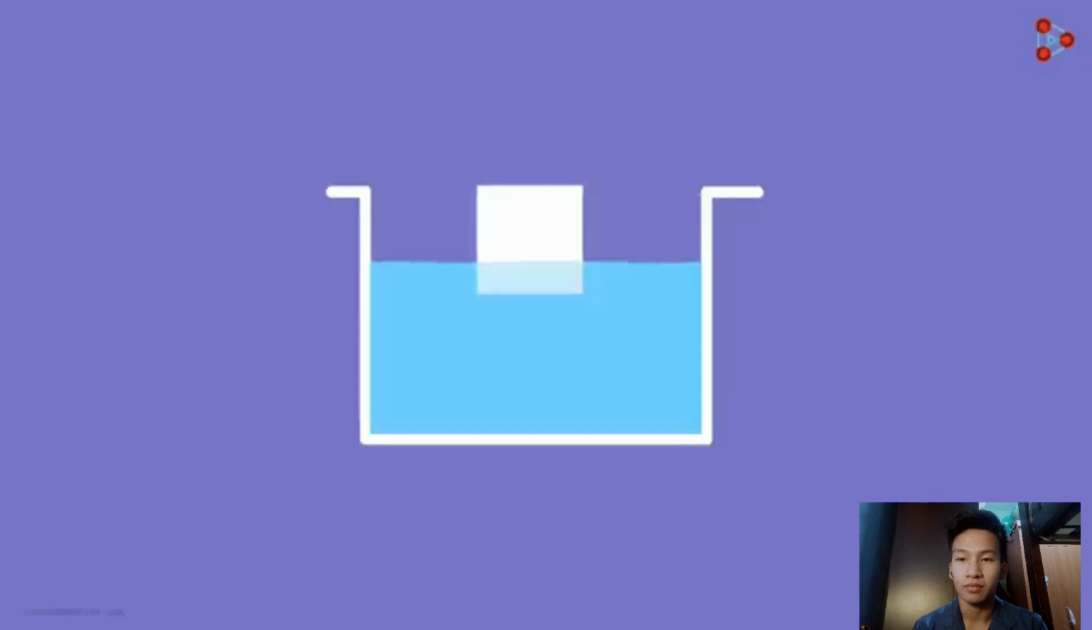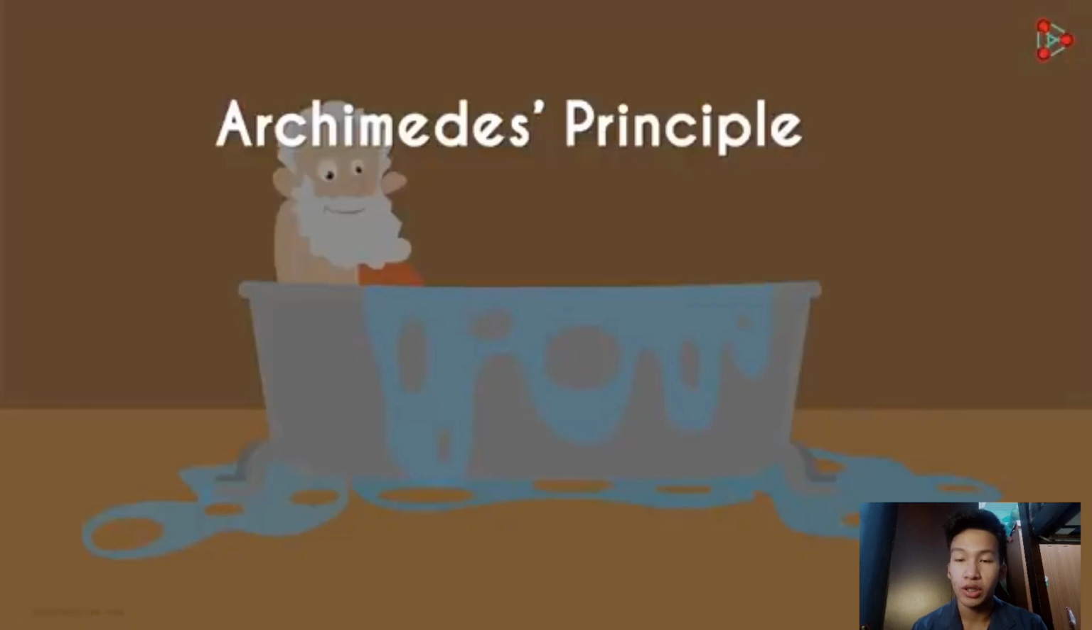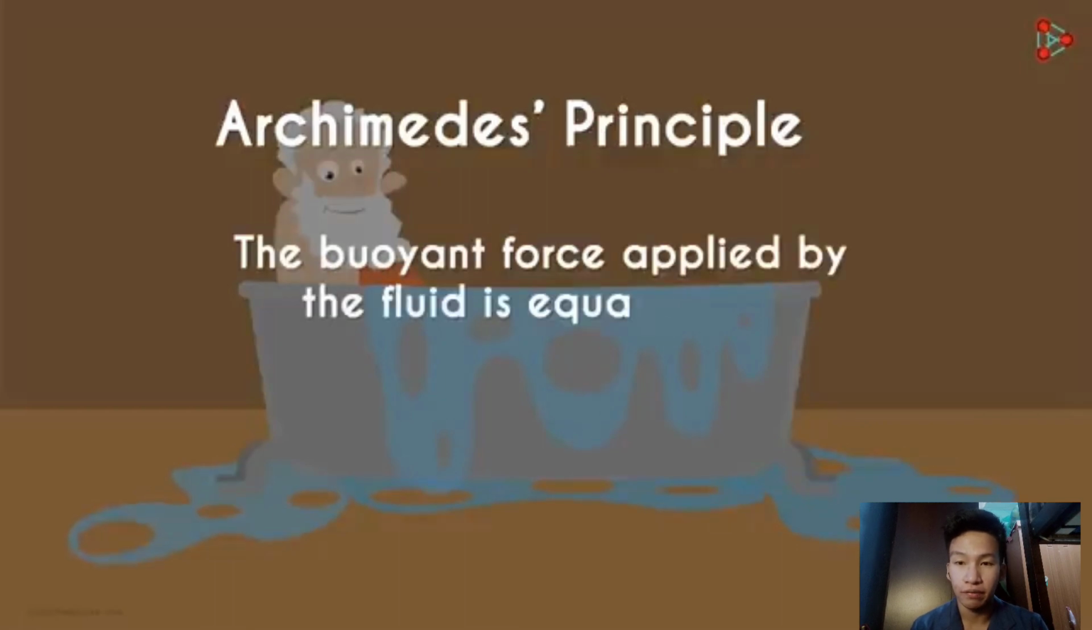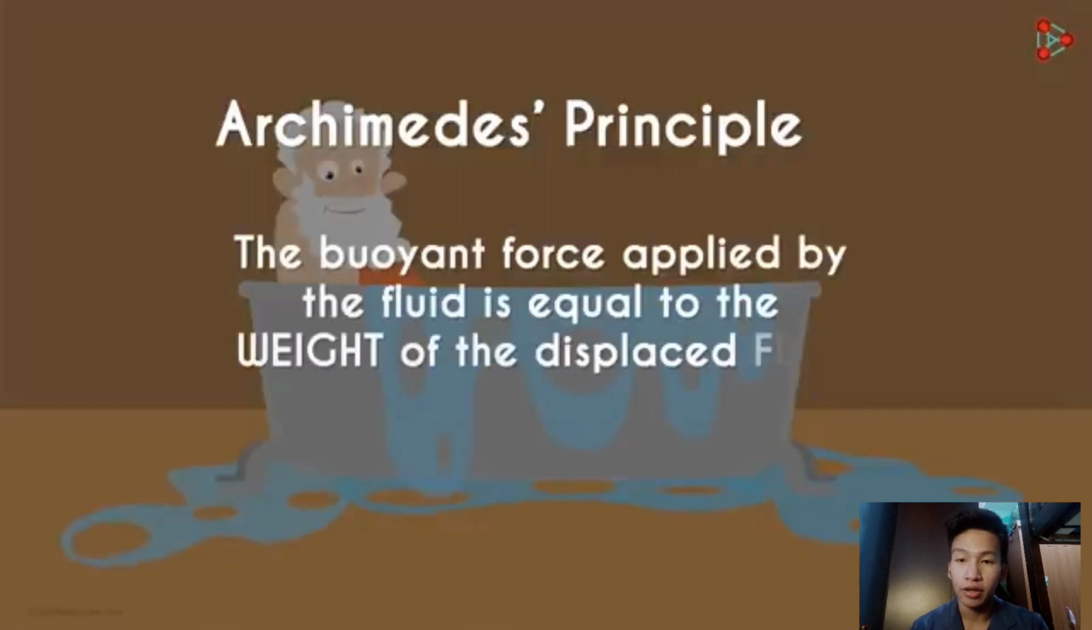We've seen that when an object is placed in or on a fluid, it experiences a buoyant force which acts upwards. Archimedes' principle goes just one step further in saying that the buoyant force applied by the fluid is equal to the weight of the displaced fluid.